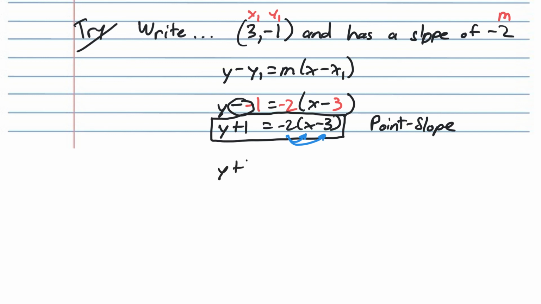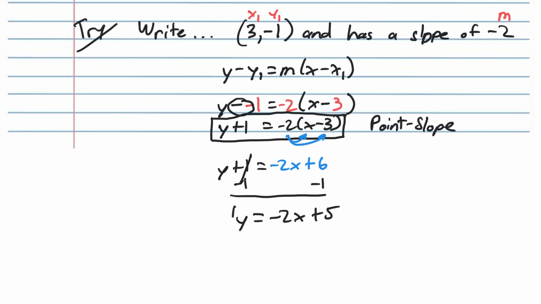Y plus 1 equals -2x plus 6, because they're double negatives. -2 times -3 is positive 6. And then that last step would be to get rid of that 1 by subtracting it to the other side. And there we have slope intercept.